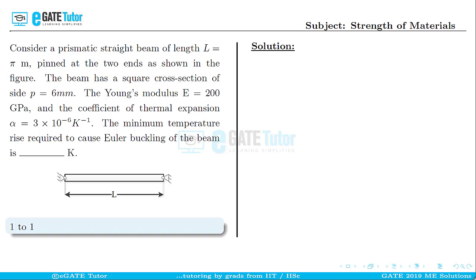power minus 6 per Kelvin. The minimum temperature rise required to cause Euler buckling of the beam is dash Kelvin. For this numerical answer type question, the accepted answer range is 1 to 1. Let's proceed to the solution.